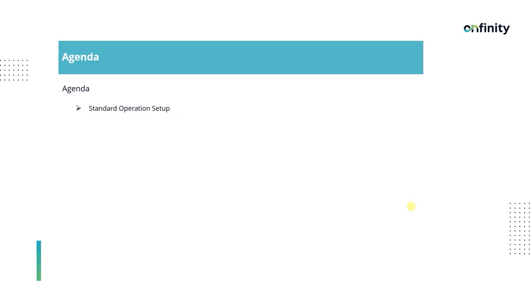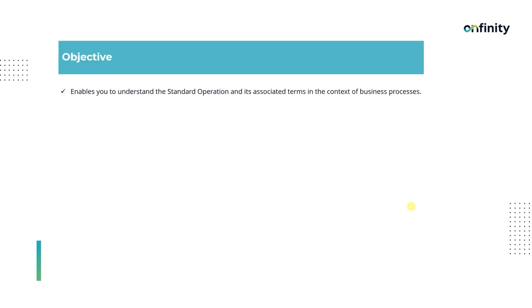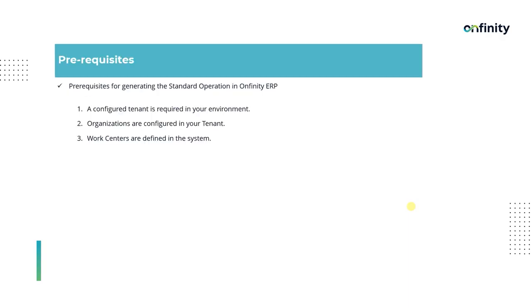So this is our agenda. The objective is to enable you to understand the standard operation and its associated terms in the context of the business processes. Prerequisites for generating the standard operation in Onfinity ERP are that a configured tenant is required in your environment, organizations are configured in your tenant, and work centers are defined in the system.